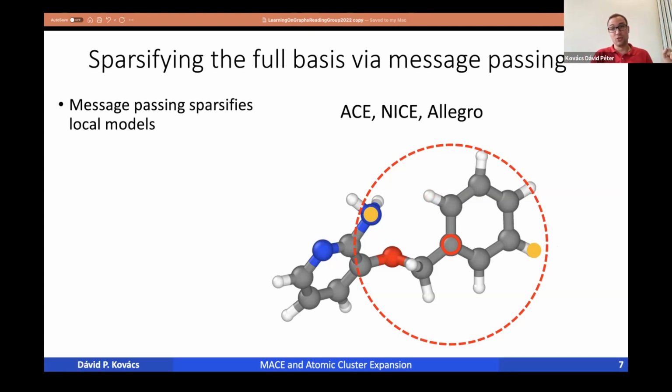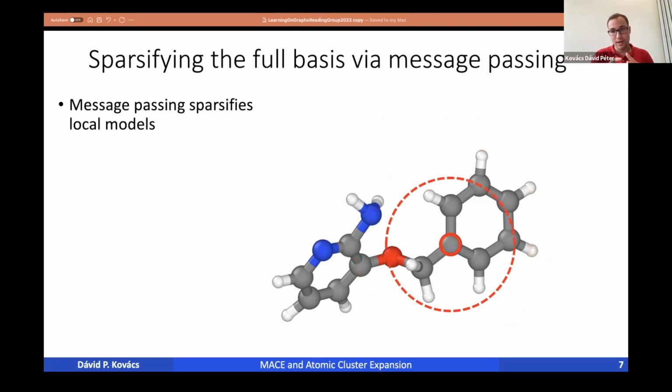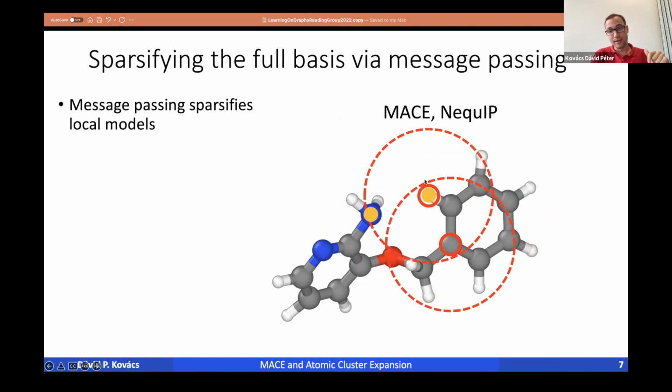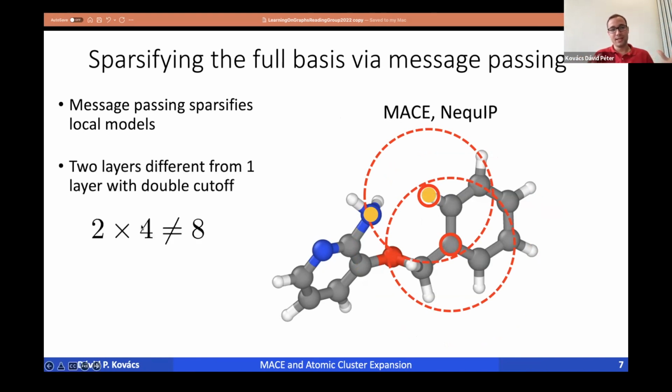So what happens if you actually do message passing? You have a smaller cutoff, and then you take atoms within that cutoff, and then you do another message passing expansion operation, and then you take these 3-body features, but you only form the connected 3-body features if you do message passing. So what I mean here is really 2 times 4 is not equal to 8. Doing message passing is actually an efficient way of finding the physical connected clusters in this way. Does this make sense?